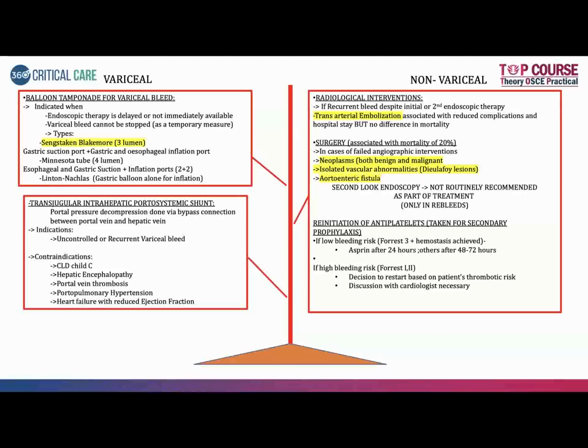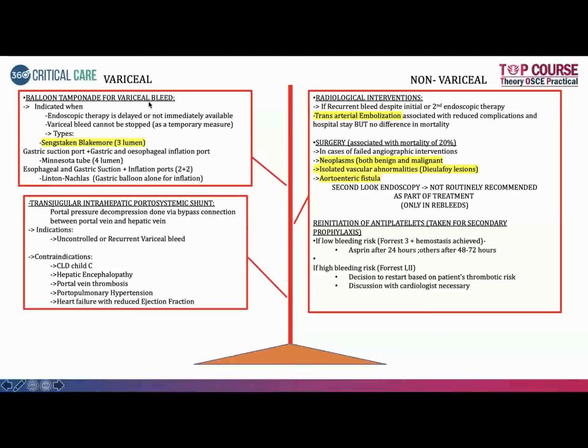So the next therapy which can be considered is radiological interventions, that is for non-variceal bleed. If there is a recurrent bleed despite the endoscopic therapy, consider transarterial embolization. Surgery in case of failed embolizations, and if the lesion is something that is neoplastic, or some vascular abnormalities like Dieulafoy lesions, aortoenteric fistulas. So these are the lesions which should be treated surgically.